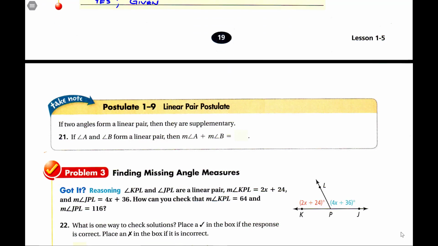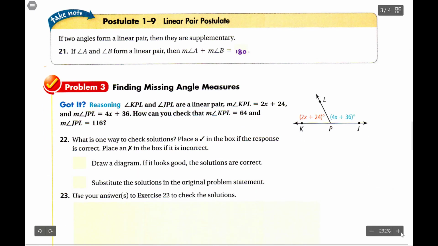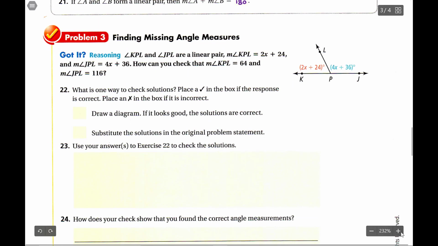Postulate number 19, the linear pair postulate. If 2 angles form a linear pair, then they are supplementary, which means they add up to 180 degrees. So if angle A and angle B form a linear pair, then the measure of angle A plus the measure of angle B has to be equal to 180. All right, that goes back to our definition of a supplementary angle at the beginning of this set of notes. And we'll apply that here in problem number 3.